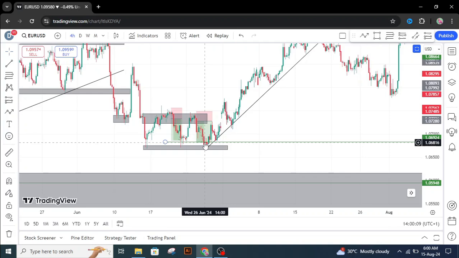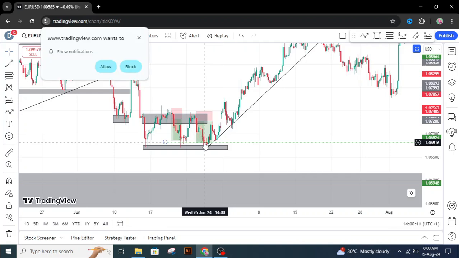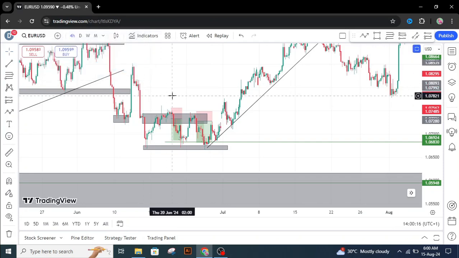I will take any price action pattern, but this is another signal. These are some of the things that I look out for. So you need to understand that. So this is the fifth price action pattern or signal that you want to look out for in a trade.